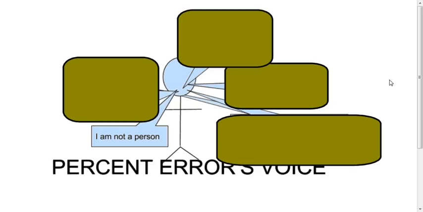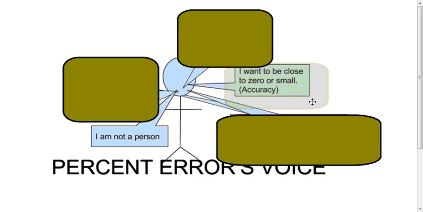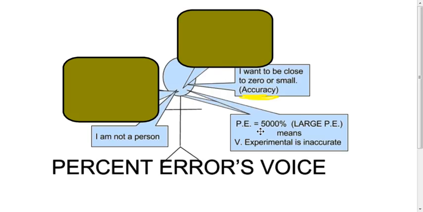Now, percent error had a voice. This is what it would say. They want to be close to 0, because 0 means that your experimental and your accepted value are very close, and that means accuracy. That means your experimental data is accurate. While a large percent error means your experimental value is inaccurate.